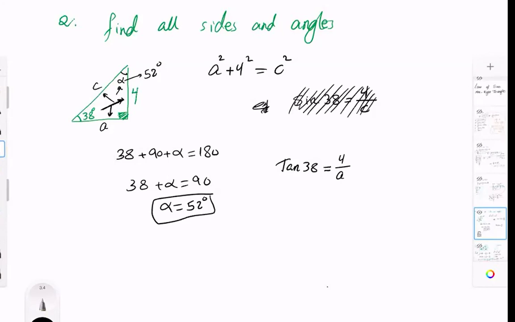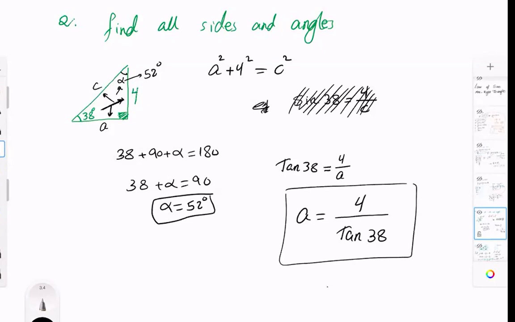Tangent of 38 is a number. You use a calculator and you solve it. And your A will be 4 divided by tangent of 38. You use the calculator to find this. Can you tell me what is that, Megan? 5.12. So A becomes 5.12. How do I solve for C?